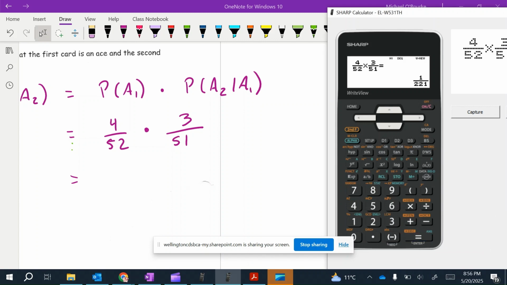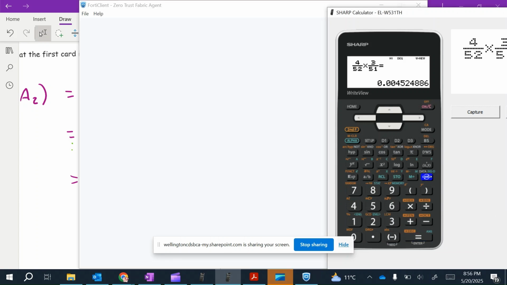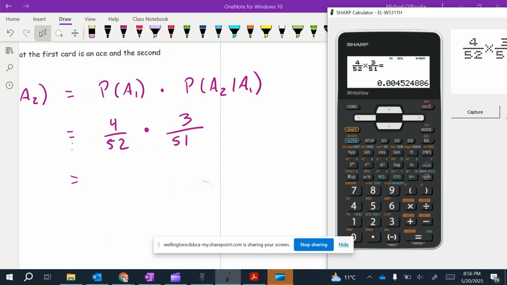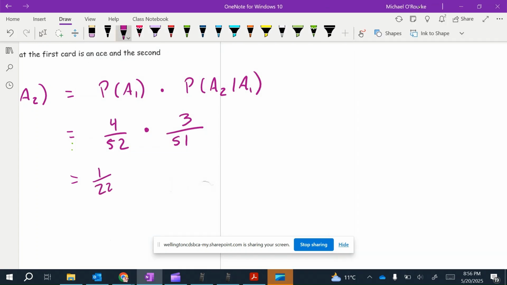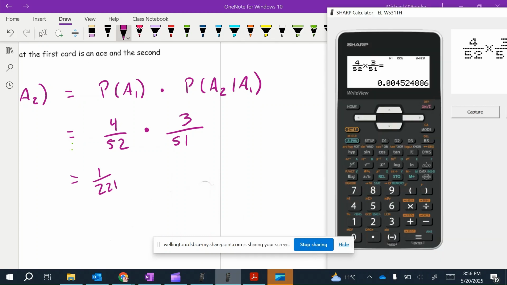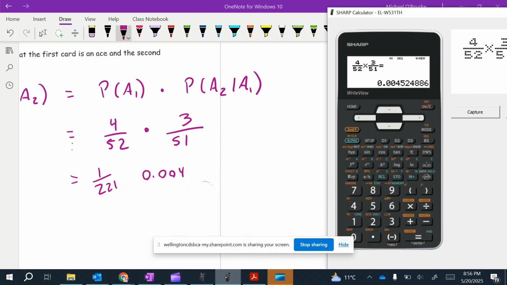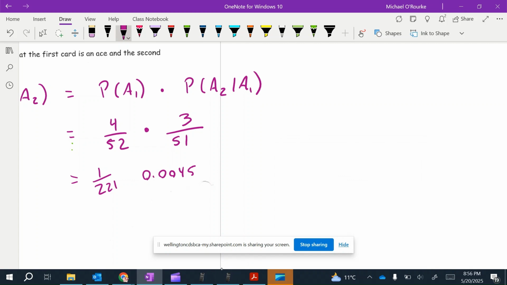1 over 221, I think was the number I saw, which is 0.0045. Times that by 100 is 0.4% chance.